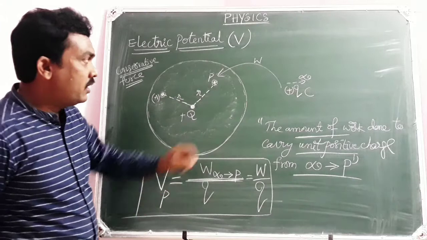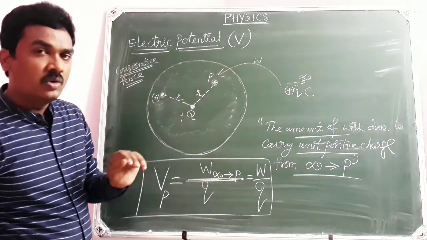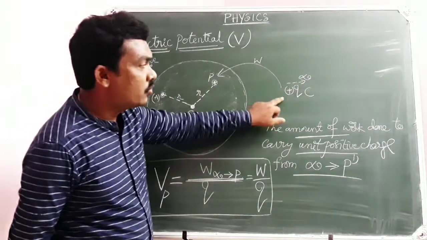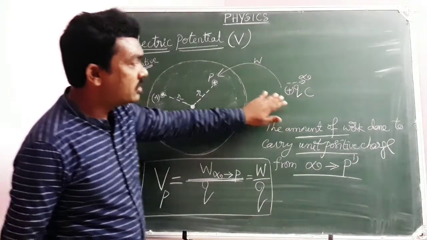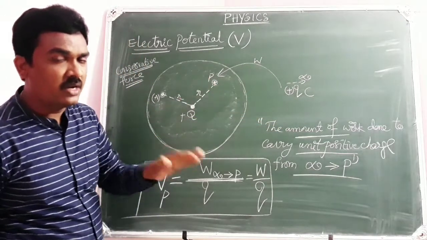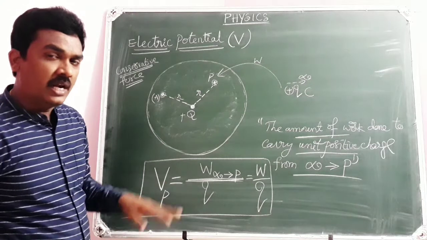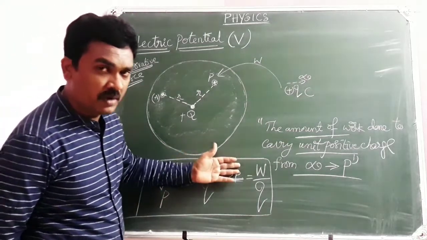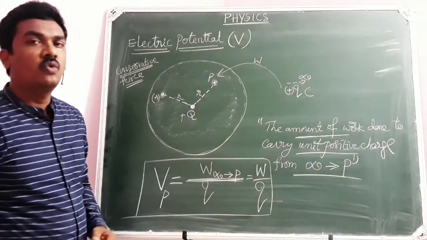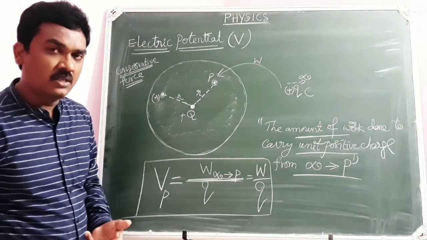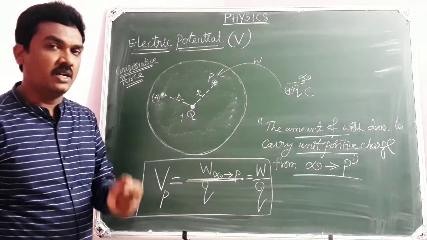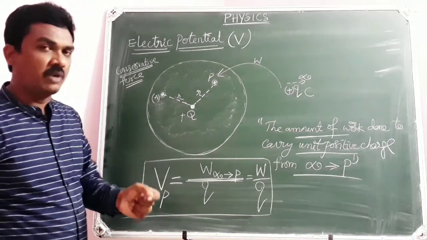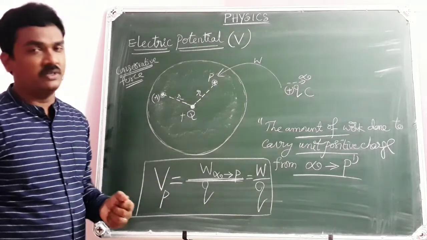Let us take W as the amount of work done to carry a test charge Q from infinite distance to the point P in the electric field. Then the electric potential at that point P will be equal to W by Q. Hope while I am stating things, you are going to write the running notes. That is what you need to write in the notes regarding the definition.